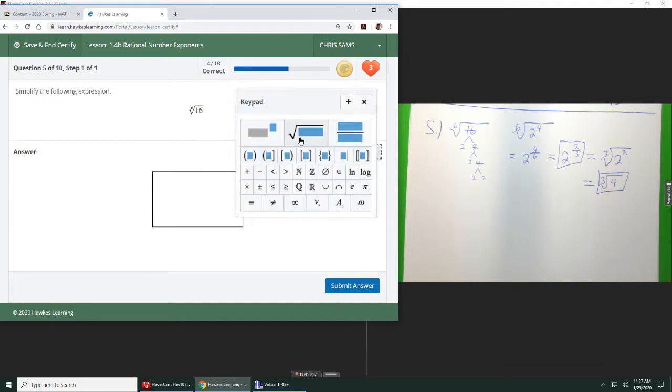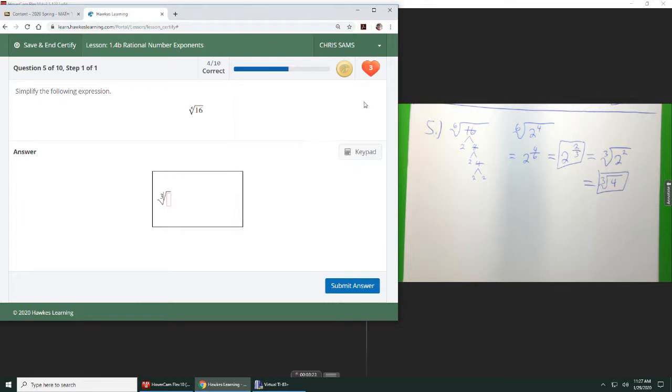We're going to do the root, go to the front, and type that 3. Make sure you do that because you forget and you lose your credit. And then we're going to put 4 inside.